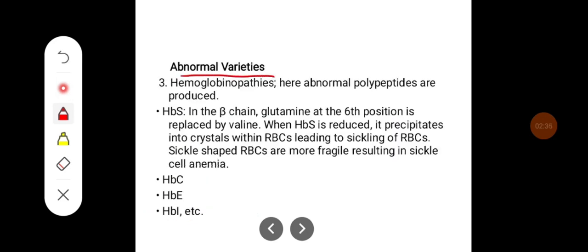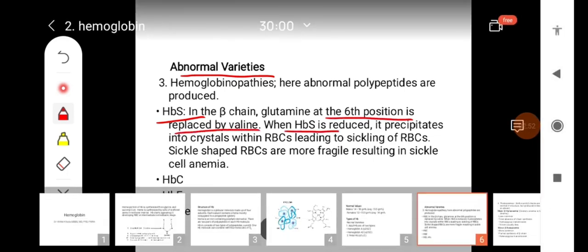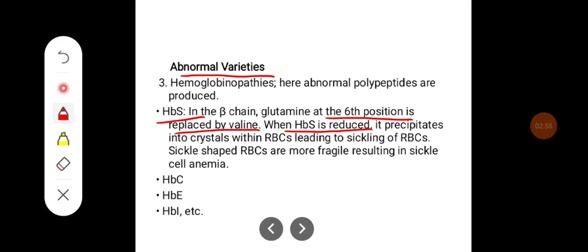Some of the abnormal varieties are seen in hemoglobinopathies, and these include hemoglobin S. In hemoglobin S, in the beta chain, glutamine at the 6th position is replaced by valine. When HbS is reduced, it precipitates into crystals within the RBC, leading to sickling of RBCs, and it occurs whenever the RBCs are exposed to hypoxia. Sickle-shaped RBCs are more fragile, resulting in sickle cell anemia. The other hemoglobinopathies are hemoglobin C, hemoglobin E, and hemoglobin I.